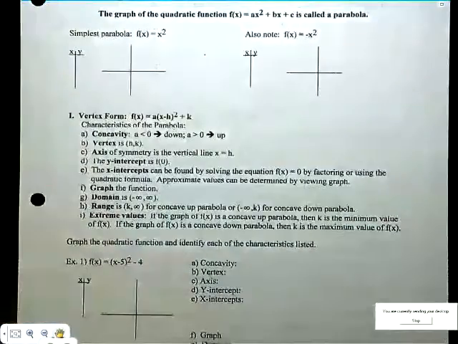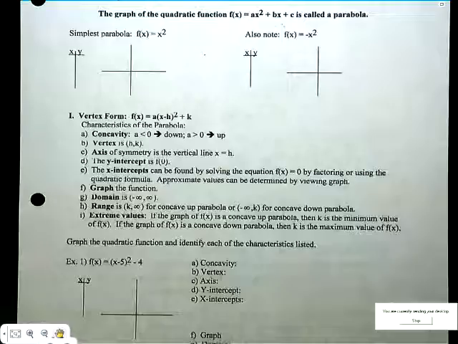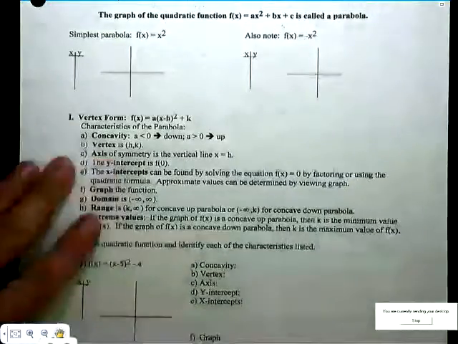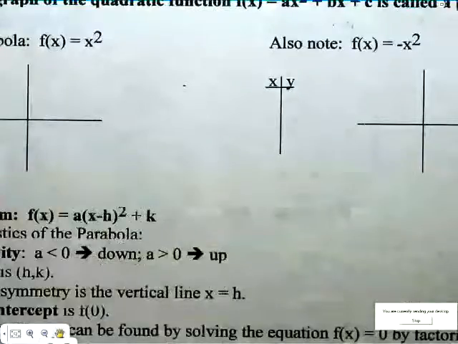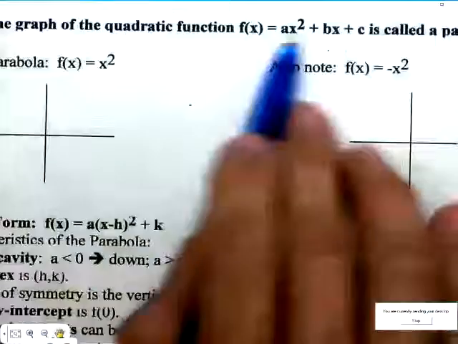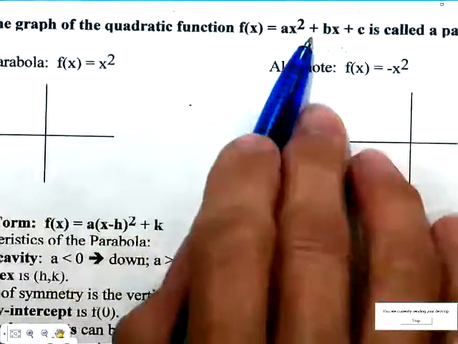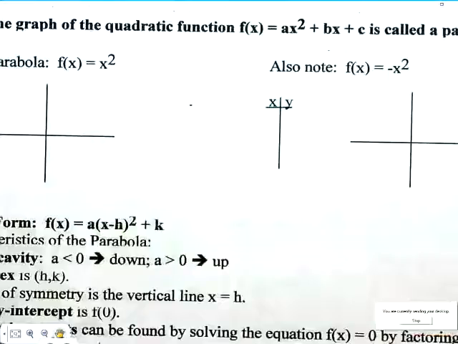Quadratic equations can be given to you in two different forms. My Roman numeral 1 is vertex form, where you can just look at the equation and see the vertex, and then my Roman numeral 2 is standard form, where you have to use a little bitty formula to find the vertex because you can't just look at the equation and see it. First, though, make sure you know how to recognize the quadratic equation. This is a second degree equation in standard form, and the graph of that second degree equation is called a parabola. The very simplest parabola is y equals x squared.